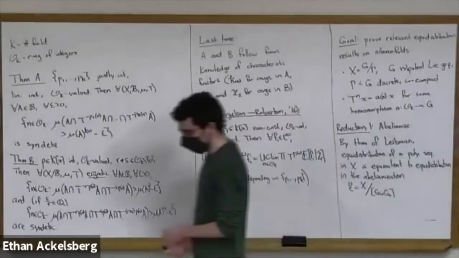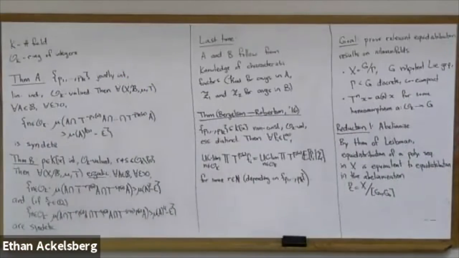So I wrote a bunch of things on the board just to remind you where I left off, since it's been like 3 weeks since I talked. Okay, so our setting: we're working in number fields, which are finite algebraic extensions of the rationals, and looking in the ring of integers that sits there.